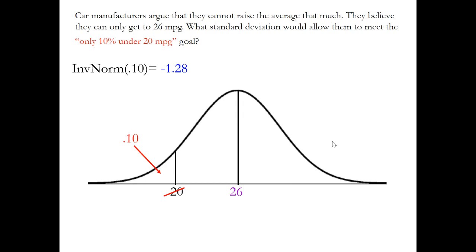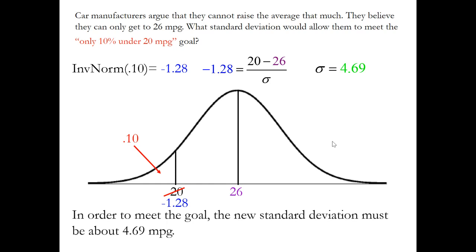We plug in what we know, and we solve for our standard deviation. Or negative 1.28 sigma has to equal negative 6. Our sigma needs to be 4.69. So what I'm doing is I have to shrink the standard deviation. I have to get my cars to be much more consistent in their mileage so the average difference from the mean goes down.